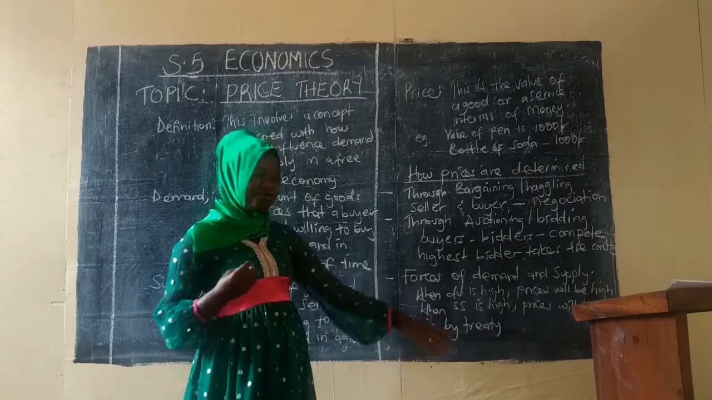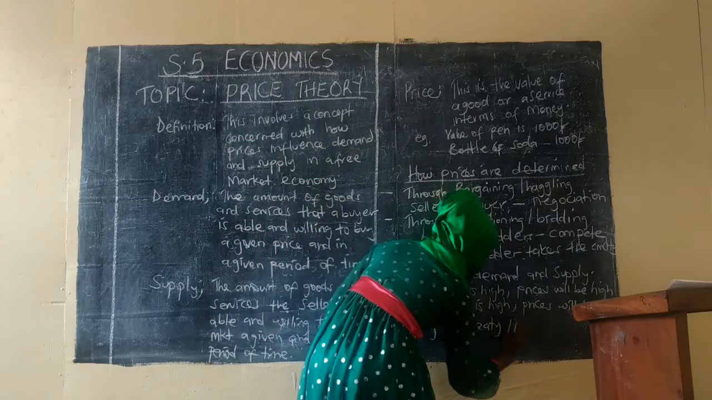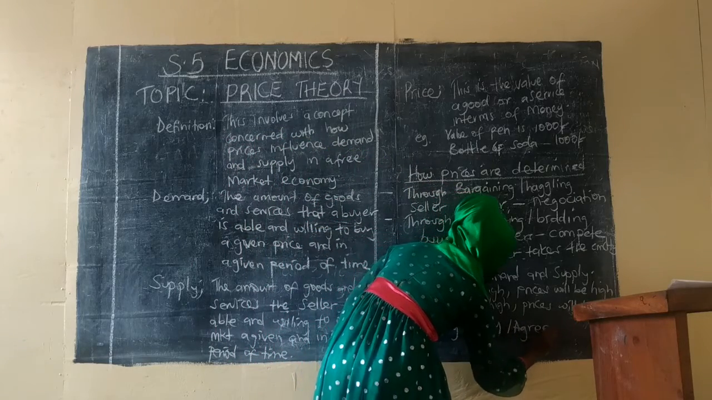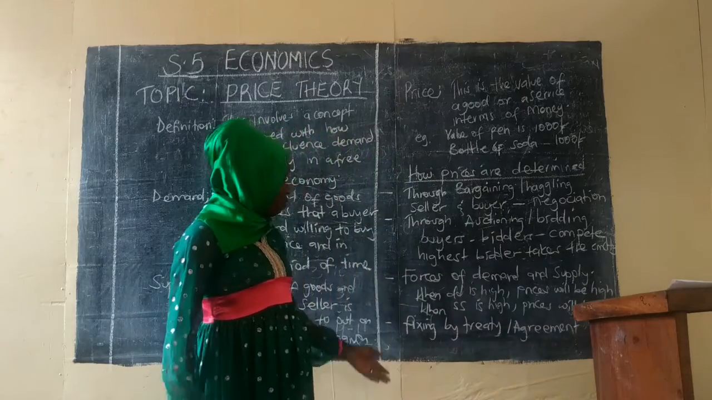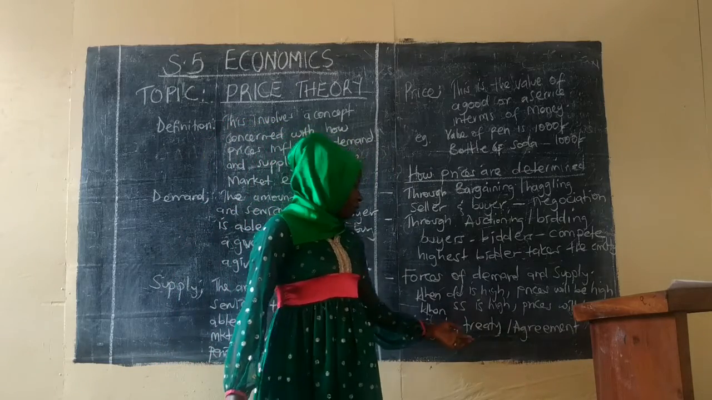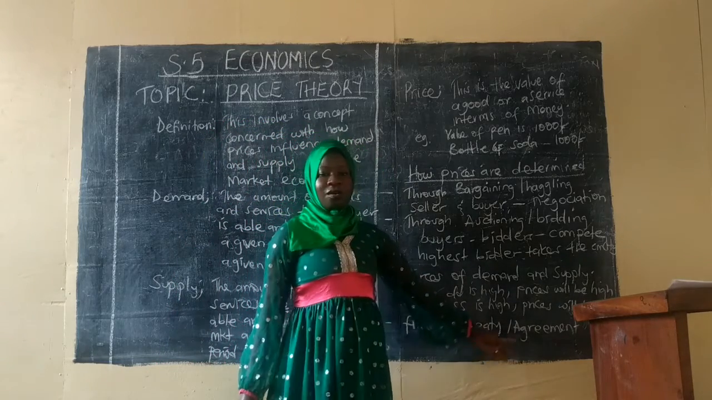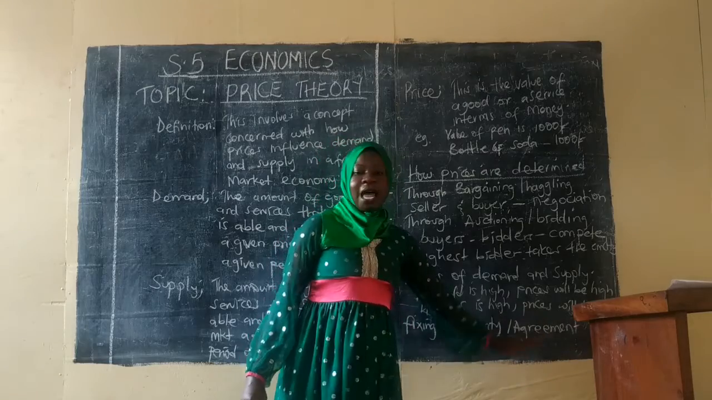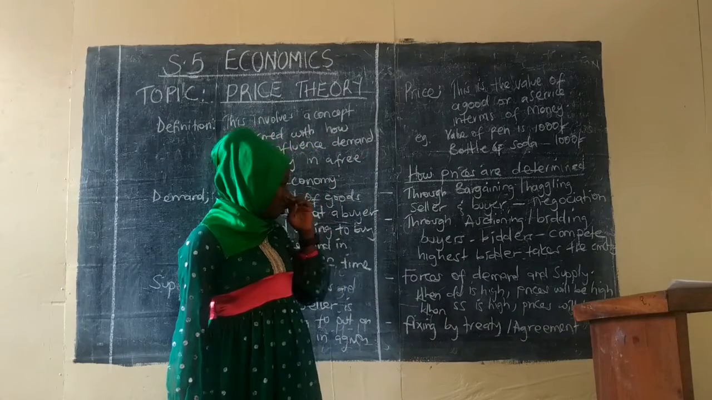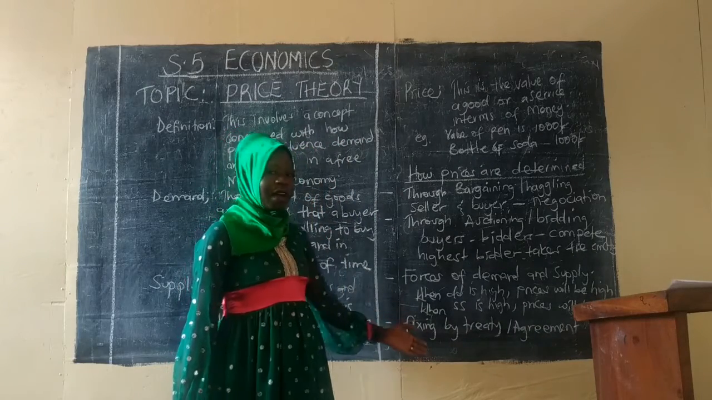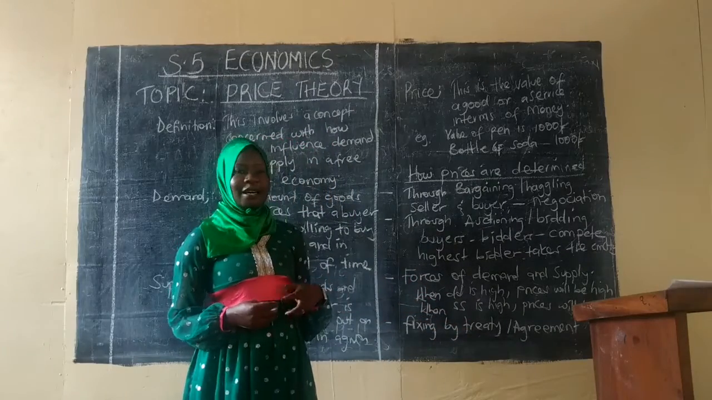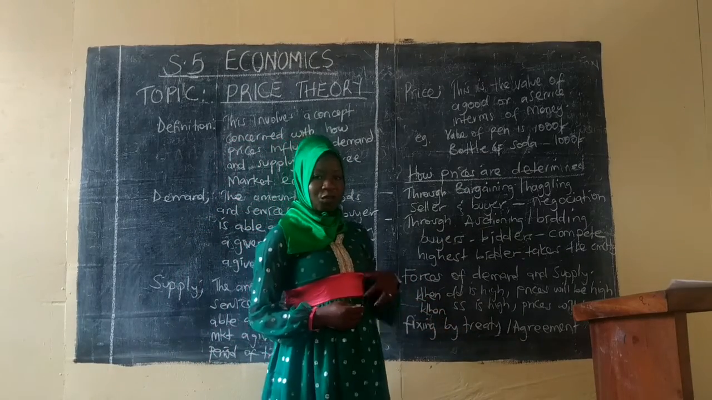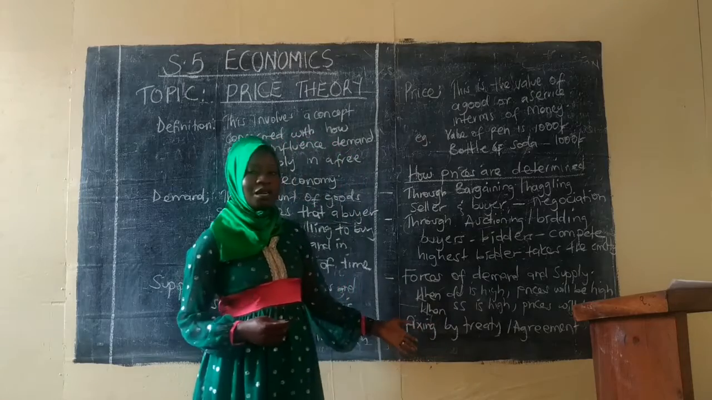Those of you who know, a treaty is also known as an agreement. One way of determining prices is by fixing by treaty or an agreement. This is common. Of course, we have the seller and the buyer. These people sit and negotiate at which price this commodity has to be sold.